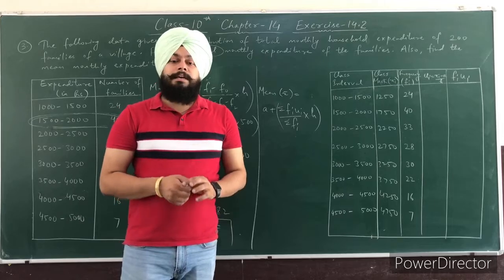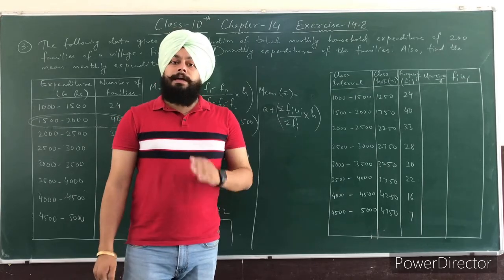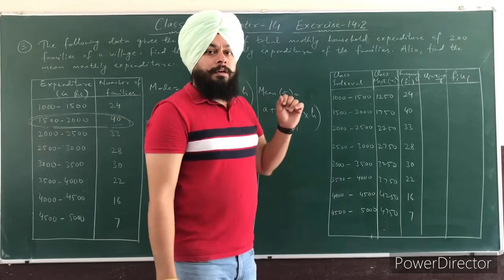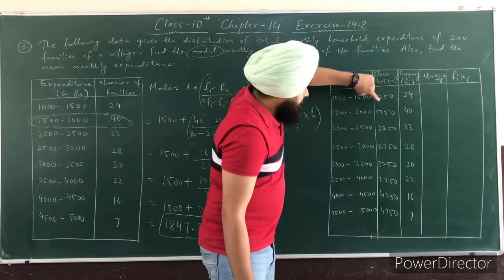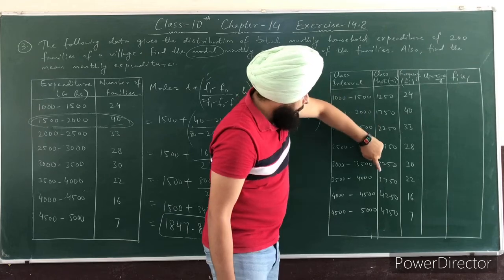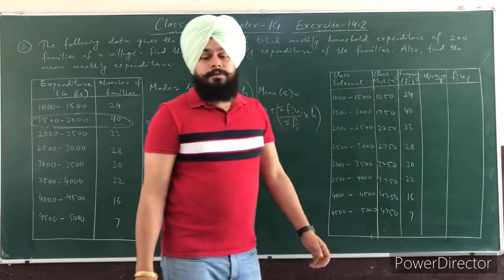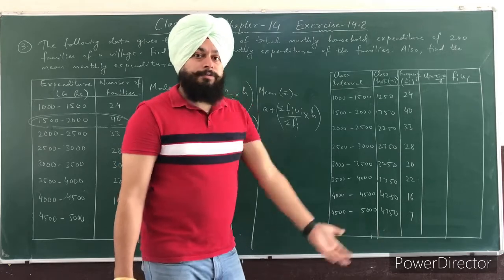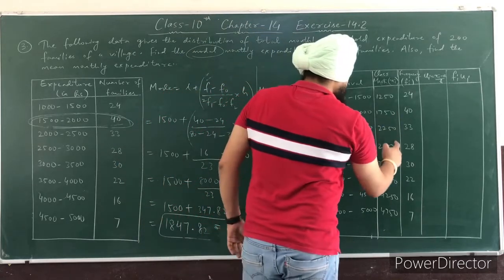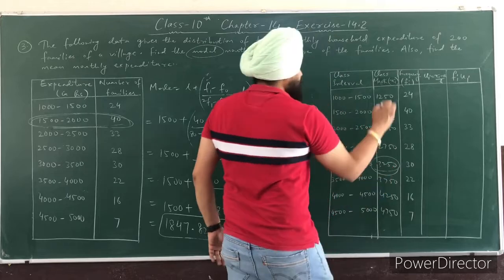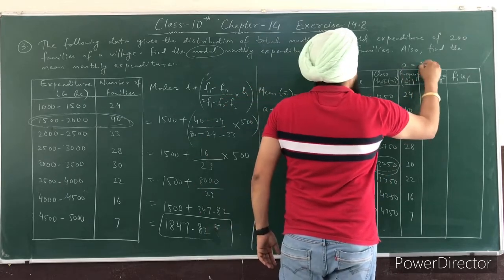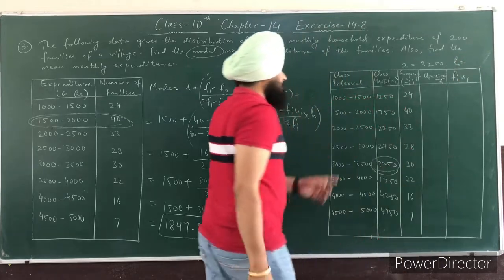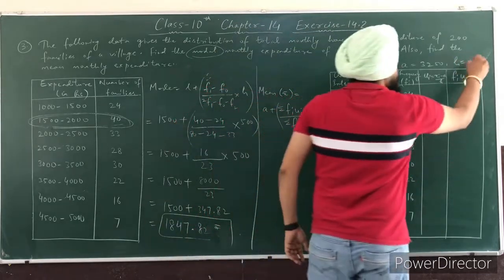ui is (xi minus a) divided by h. So a is the assumed mean, which is the middle term from the class marks. In the class marks there are 1, 2, 3, 4, 5, 6, 7, 8 terms. So which one is the middle term? Either you can take the fourth or the fifth term. So I will take the fifth term as a. So a is 3250 and h is the class size. So the class size is 500.